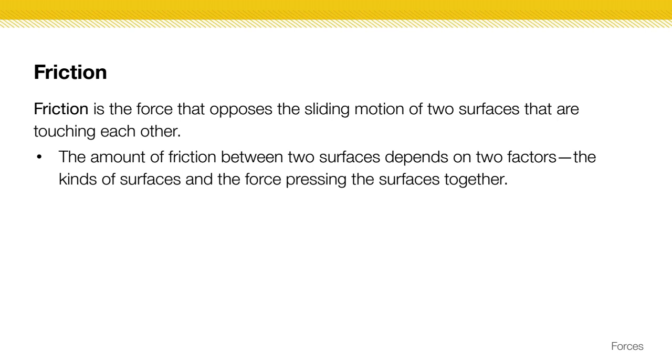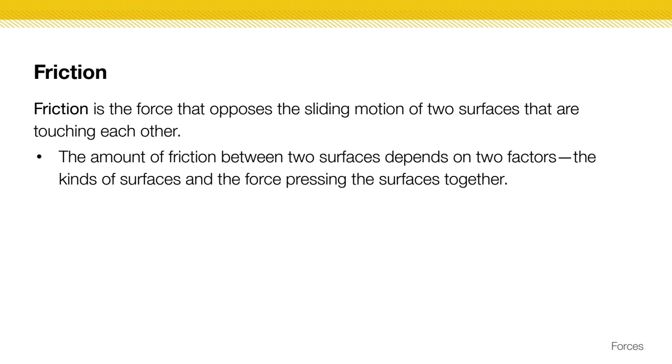Basically, friction is the force that opposes the motion of two surfaces that are actually touching each other. If you're rolling something on the floor, friction is the force that's going to work against the rolling. So that's what it means by opposing motion.